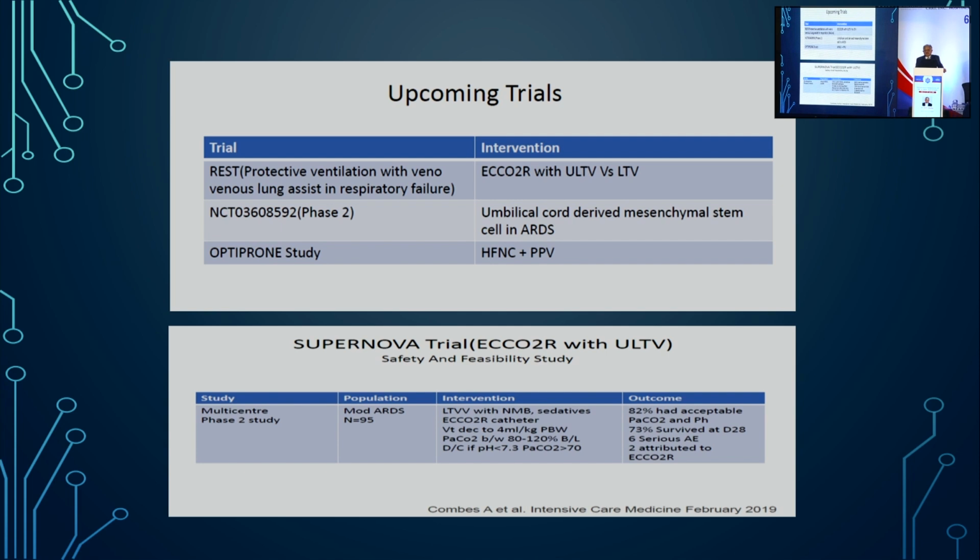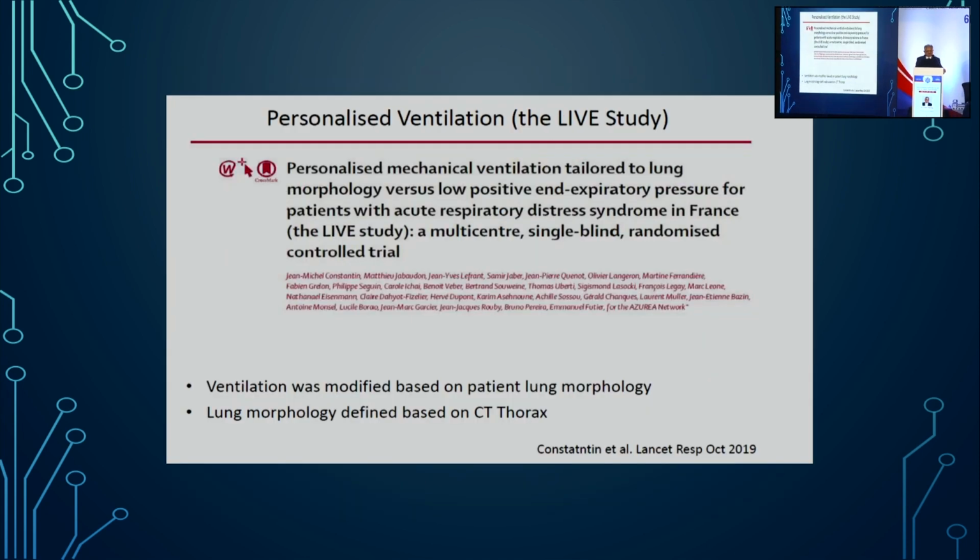There are certain upcoming trials. This is a REST trial, ECCO2R, extracorporeal carbon dioxide removal, where you put a sort of filter which removes the carbon dioxide without helping oxygenation. So hypercapnic respiratory failure, that is where it will be helpful. Umbilical cord derived mesenchymal cells, the stem cells have been used in ARDS, and this is a SUPERNOVA trial, which is a multi-center phase 2 trial.